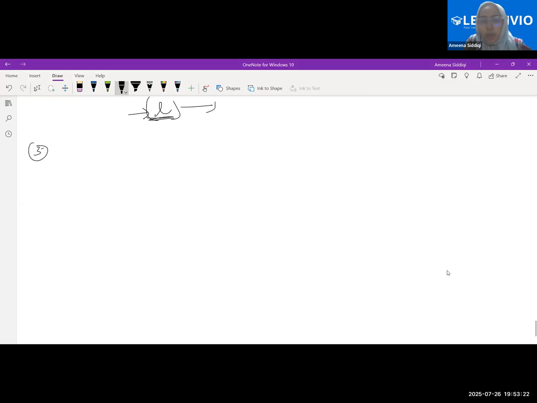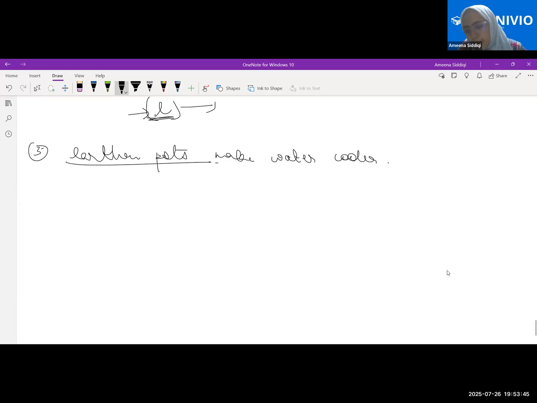Third example, bachcho. We often use matka, earthen pots, to keep the water cool. Why? Ma'am, evaporation occurs. Wonderful, that happens. But how and why does it happen? Earthen pots make water cooler. Yes, beta, please speak. Ma'am, there are some pores in that matka.